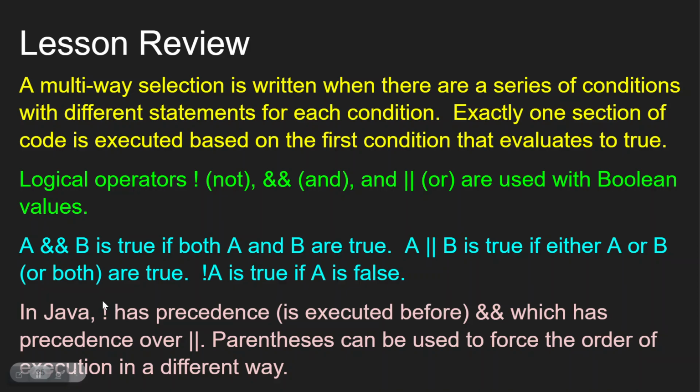In Java, the exclamation point or not has precedence, is executed before the ands, which also has precedence over the ors. Parentheses can be used to force the order of execution in a different way. But just know that if you have any of those long compound Boolean conditions, remember to look for any nots, and if there aren't any nots, execute the ands next from left to right, and then after that, execute the ors.